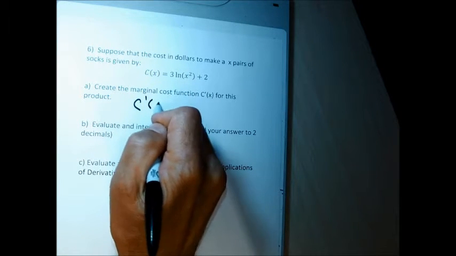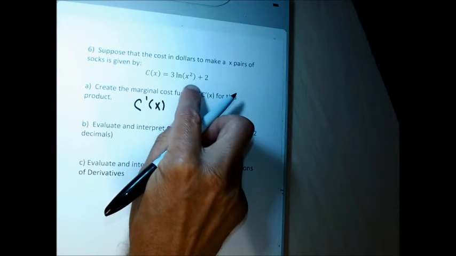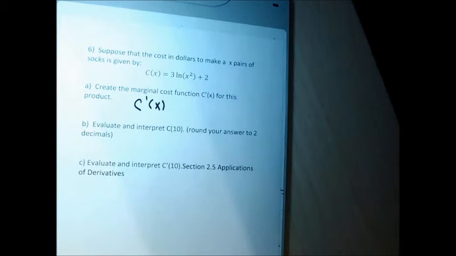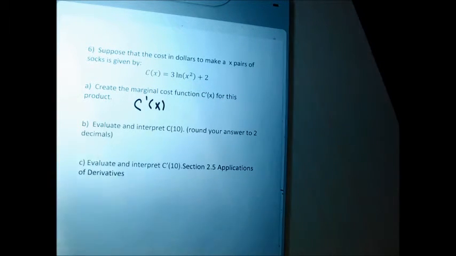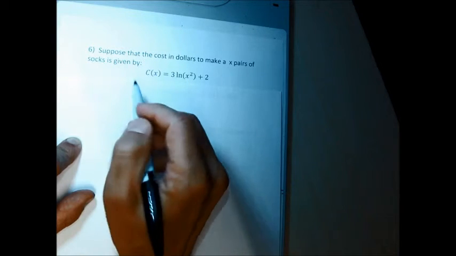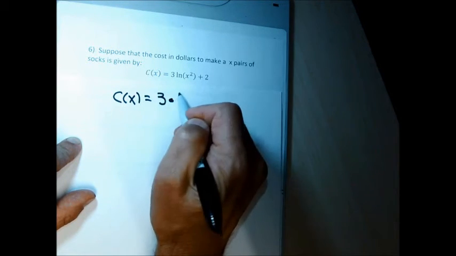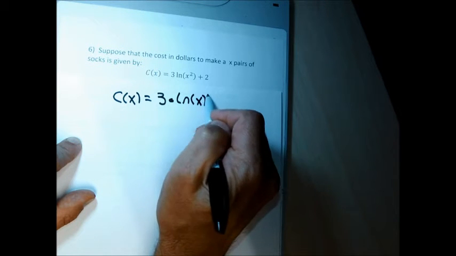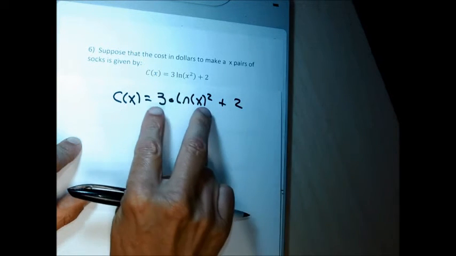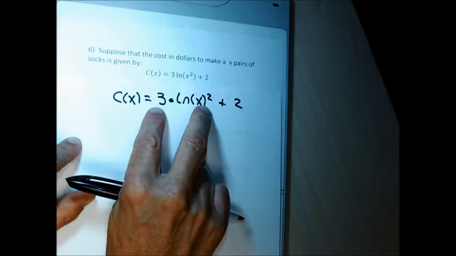To do the derivative of an ln, you need a fraction. So generally, if I was trying to do this derivative, because this is a multiplication, this is 3 times the ln of x squared plus 2. Technically, because this is a multiplication, I should use the product rule.